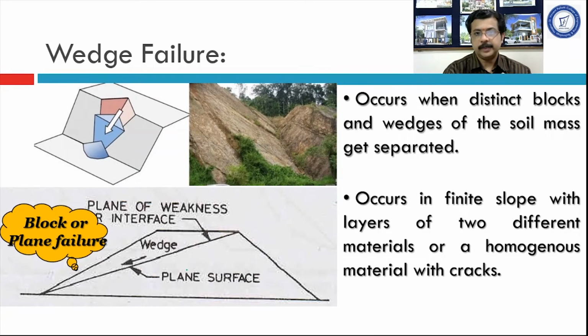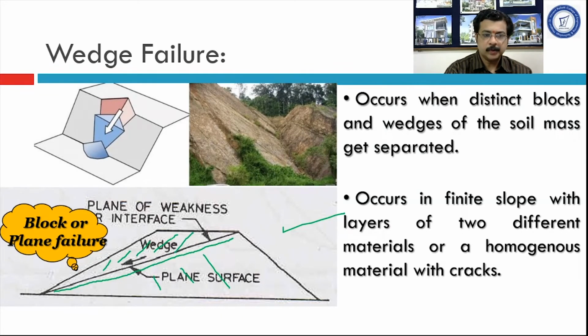Next is wedge failure. What is wedge failure? Here you can observe in the diagram, the bottom one. What is shown here? This is nothing but the cross section of an earthen dam, suppose. Now this inclined line is nothing but the plane of weakness or interface. It means this portion of soil may be of different properties, and this quantity of soil may be of different properties. So if there is a change in the properties, then this kind of failure is observed.